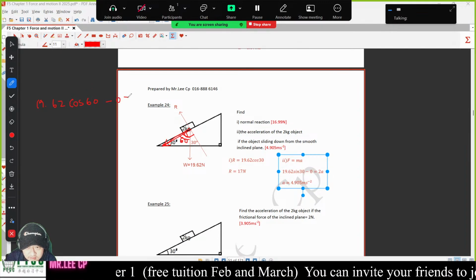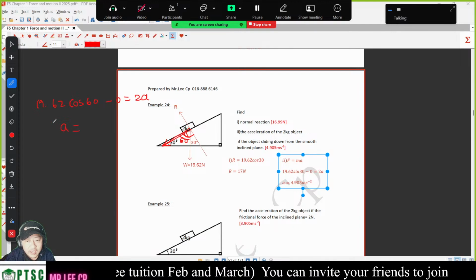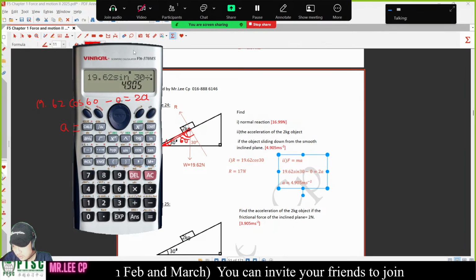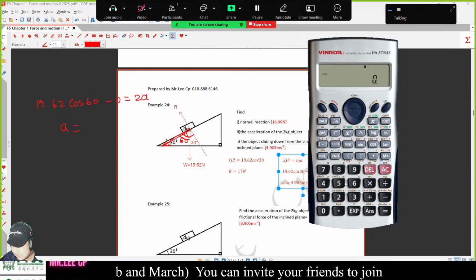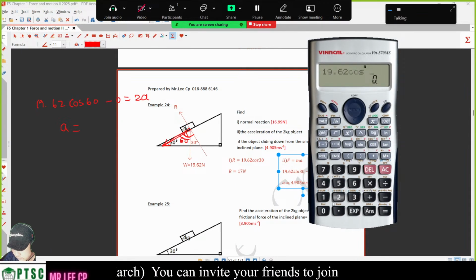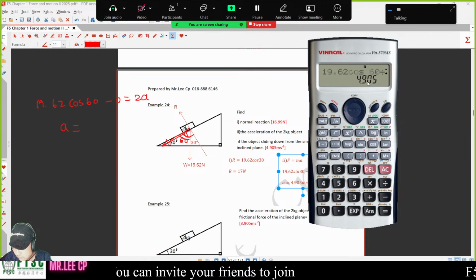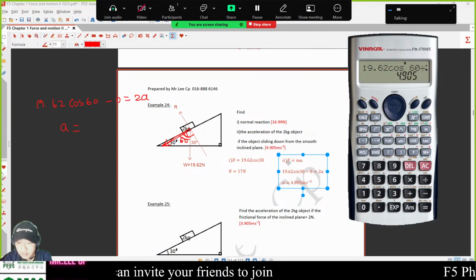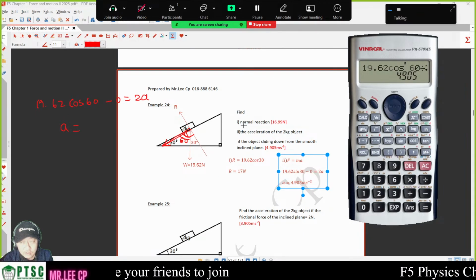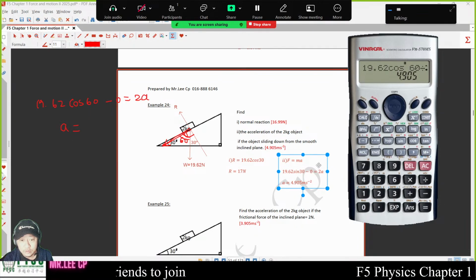Minus 0 is equal to 2A. Yeah, can. A is 19.62 cos 30 divided by 2. Or 19.62 cos 60, you get back to the same thing. Alright, so no matter you use sine or cos, as long as you use the way that I taught you, then you can do it. Alright, you can use it fast.